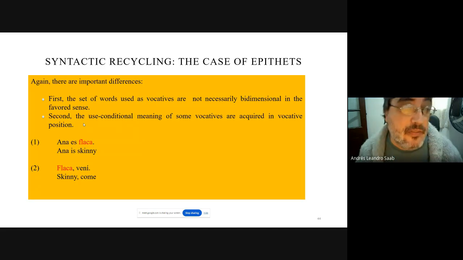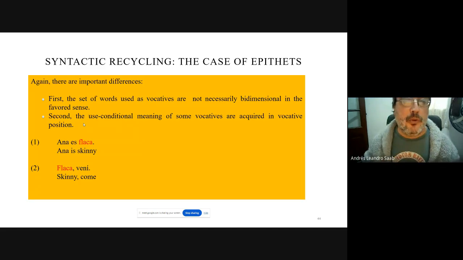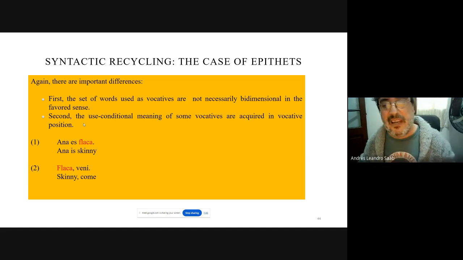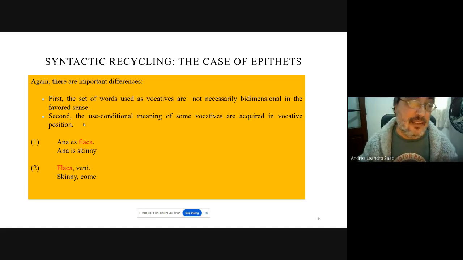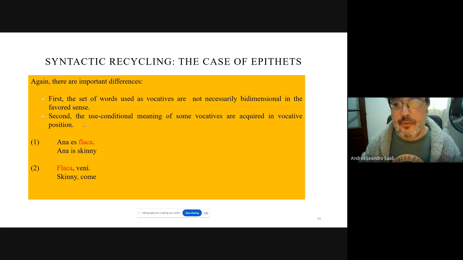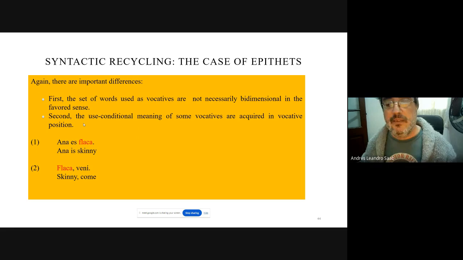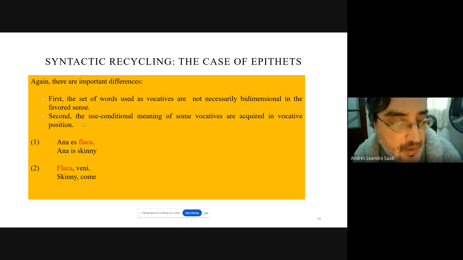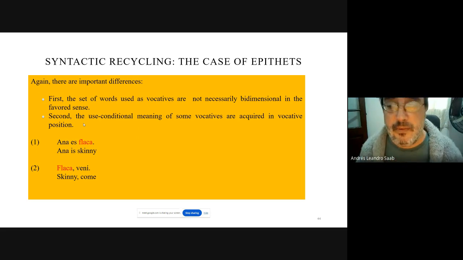Again, there are important differences with epithets. First, the set of words used as vocatives are not necessarily bidimensional in the favored sense. So "flaca", for instance, in (1) is not a mixed word. Okay. And second, the use conditional meaning of some vocatives is acquired in vocative position and only in vocative position. So "Ana's flaca" is not expressive, "flaca veni" is expressive. Okay.